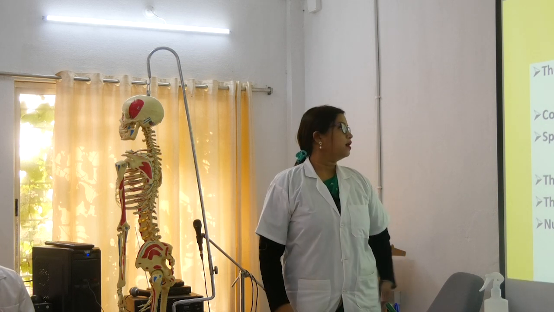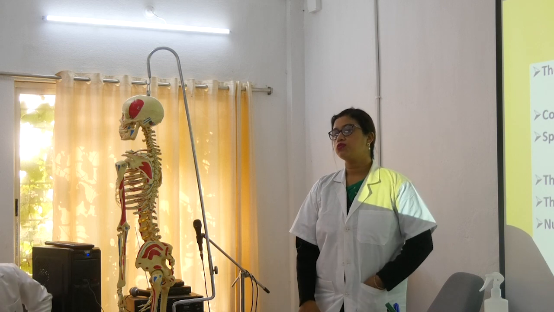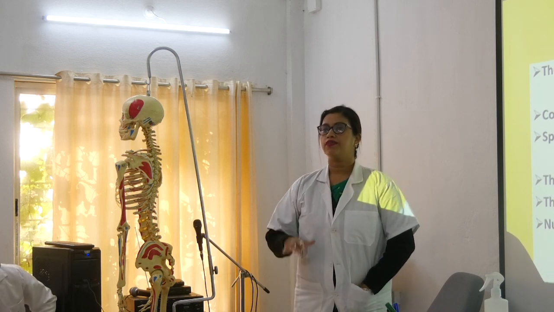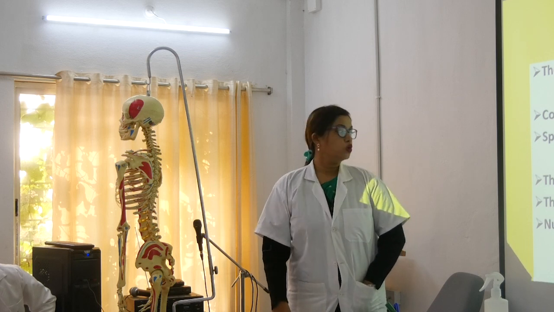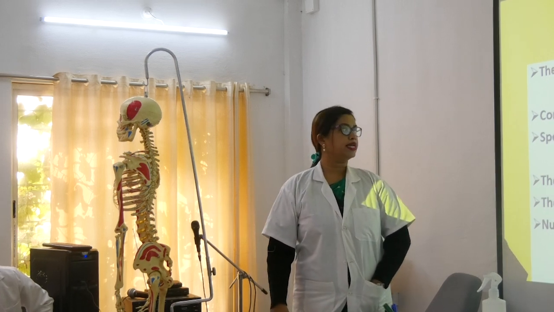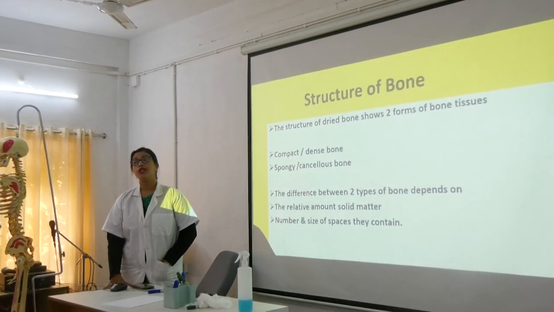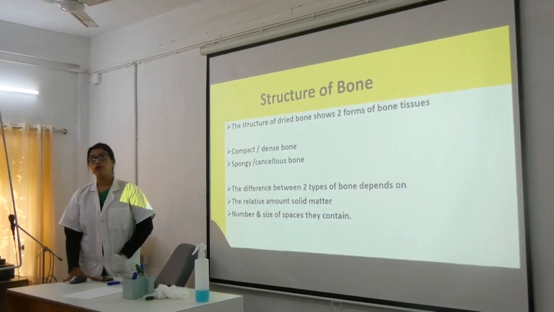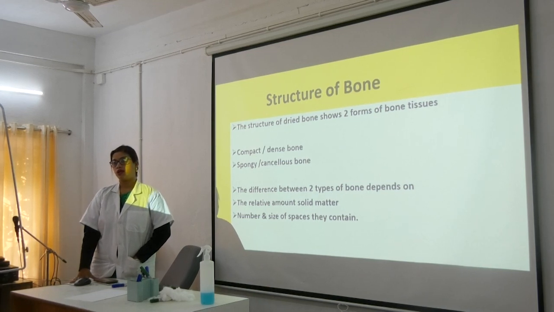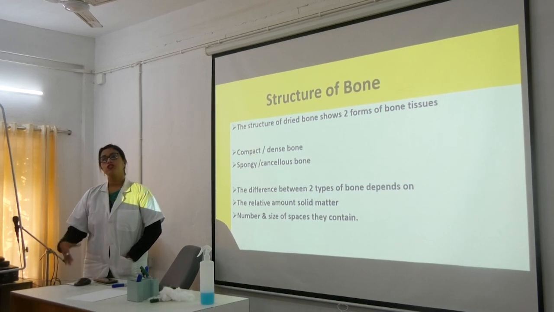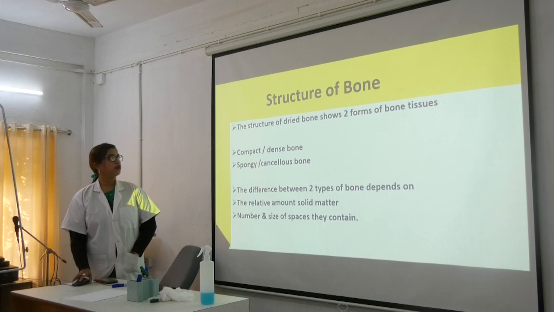Then what is the difference between the two bones? How is it divided, which one is compact and which one is spongy? First thing you have to say is the relative amount of solid matter. Solid matter is more in compact bone. Then the number and size of the spaces they contain: the spongy bone has more. It is porous. By that way you can divide them.